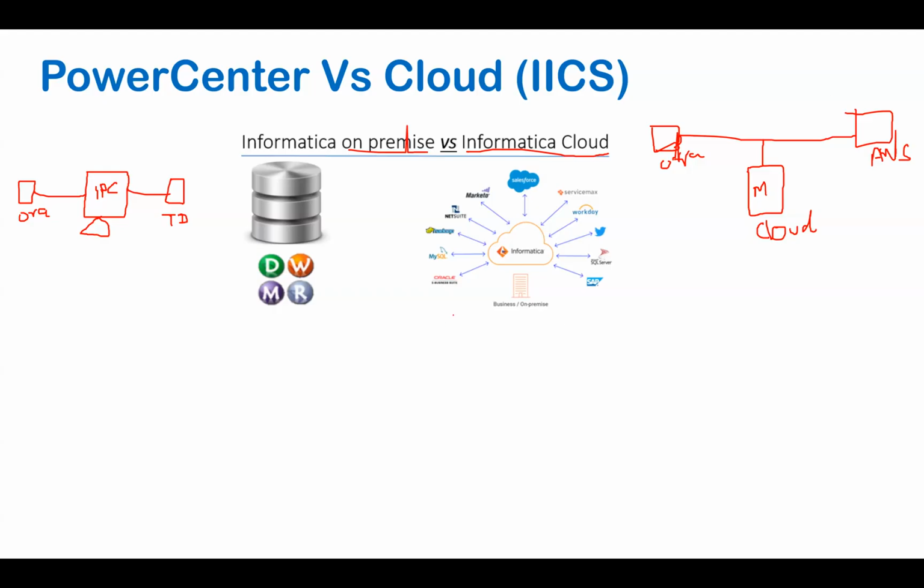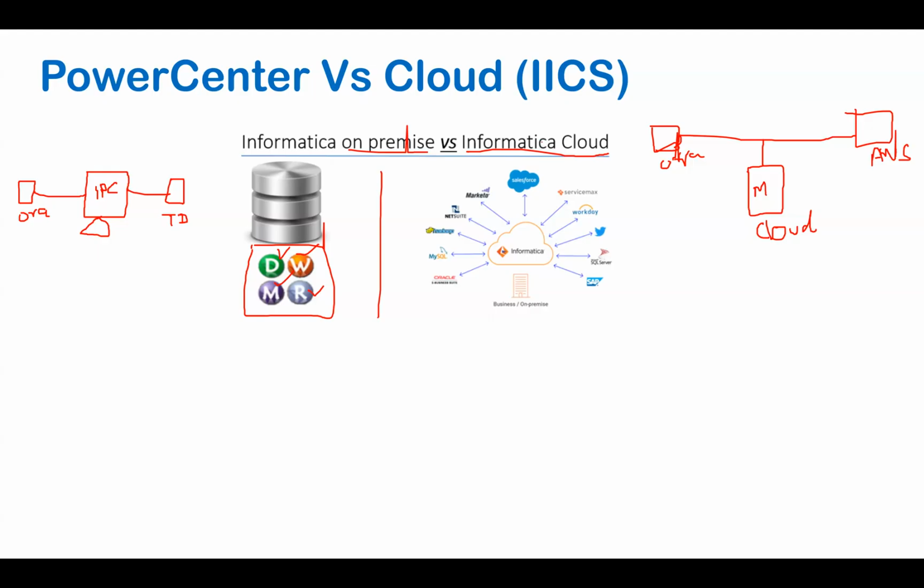See, in Informatica Power Center, you have only 4 client tools. It can connect with most of the RDBMS servers, the database servers. We have 4 client tools: the repository manager, designer, workflow manager, and monitor. These 4 tools are available, so you should have worked on them. But in IICS cloud, we do not have these 4 tools. There is only one tool, and everything is installed.